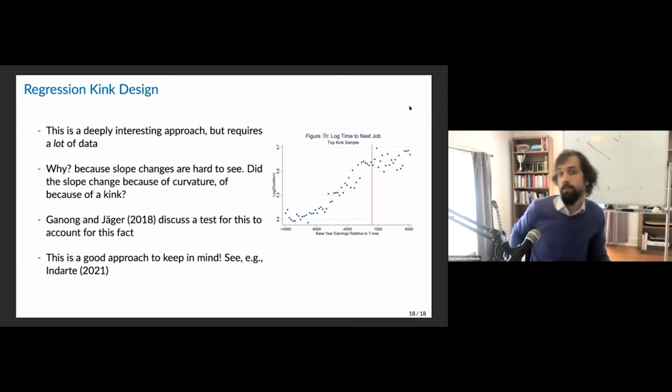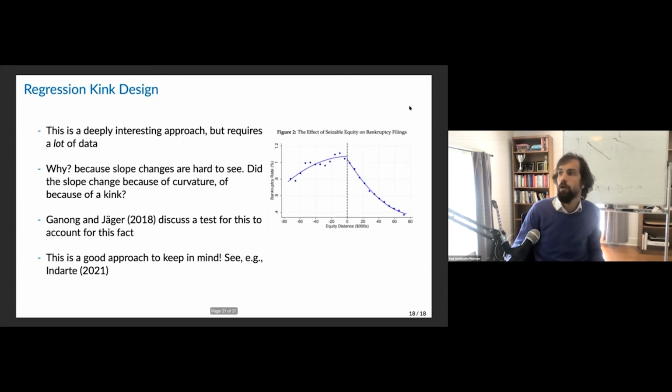But the sense that I've gotten is that administrative data sets are really the place where this starts to work. If you have a data set with millions of observations, you really start to be able to pin down these conditional mean functions pretty tightly. And that gives you a pretty clean way to see this stuff. So Sasha Indarte's job market paper was trying to exploit this.